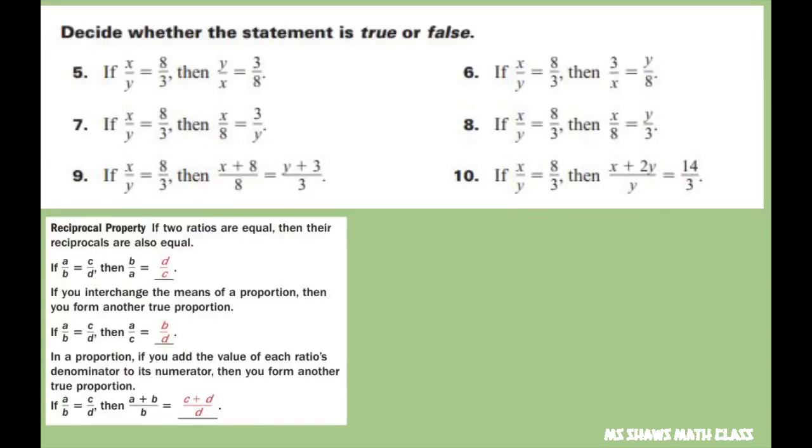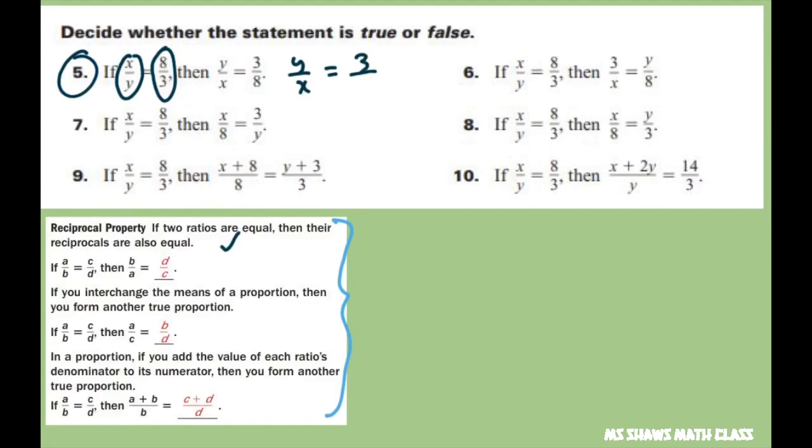Everyone, we're going to decide whether this statement is true or false. We're using our properties of proportions here. It says if x divided by y equals 8 divided by 3, then I can use my reciprocal property and invert it. So I can write y over x, and reciprocate that, which is 3 over 8. So that's true.